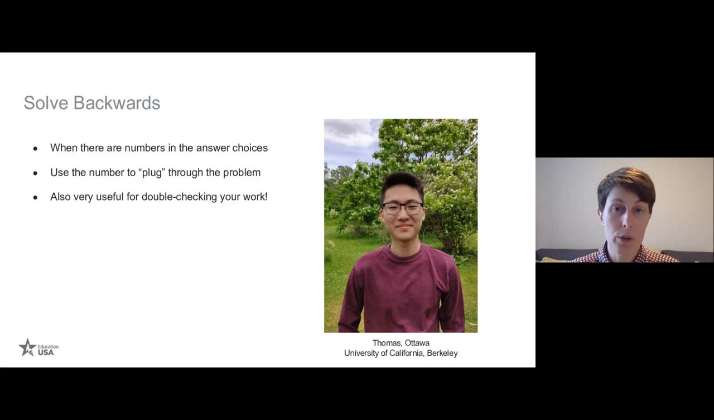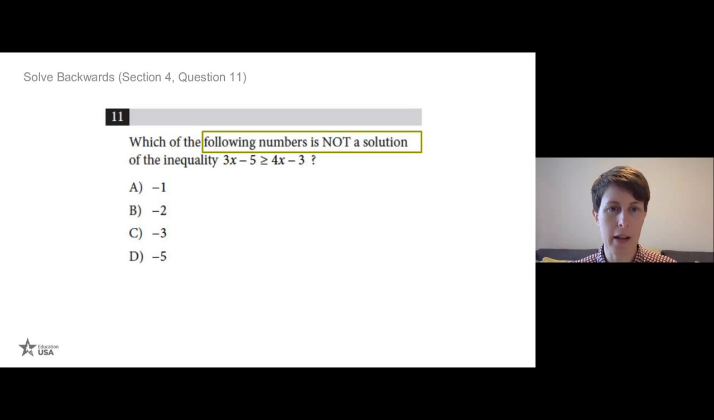This also can be useful for double checking your work if you've solved something through straightforward math and you're just double checking, kind of going backwards. Especially if one of your answers is not on there and you're like, ooh, what mistake did I make? And so this is another way to kind of flip things for you and help you look at the problem in a different way. So what does that look like?